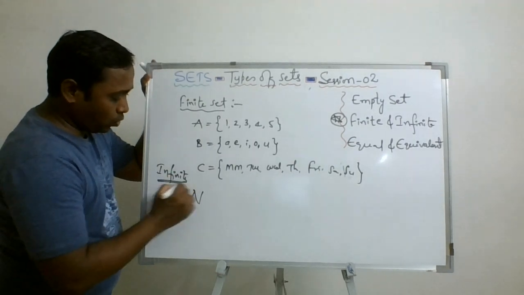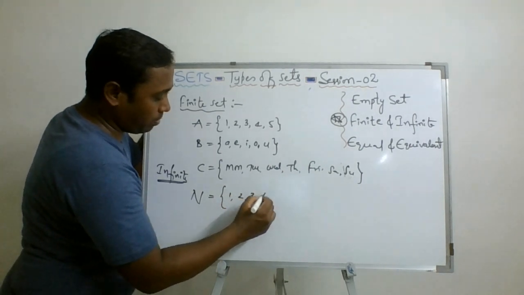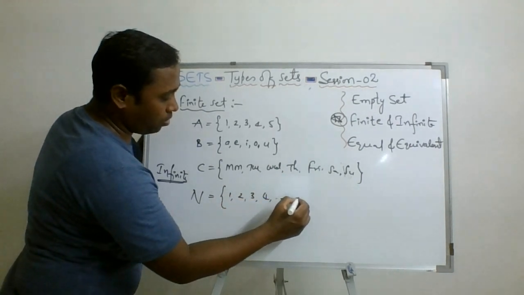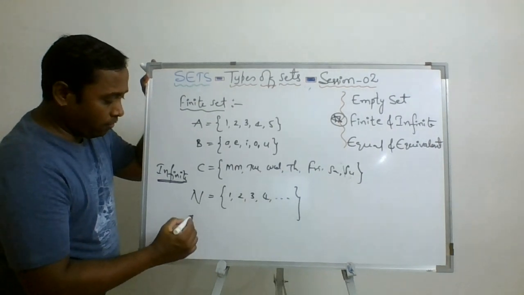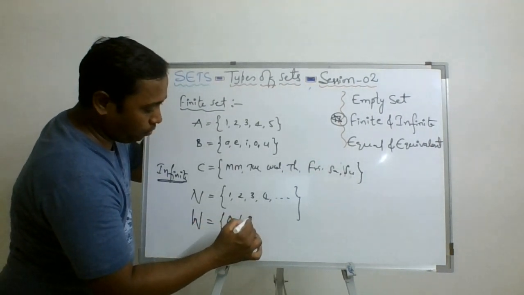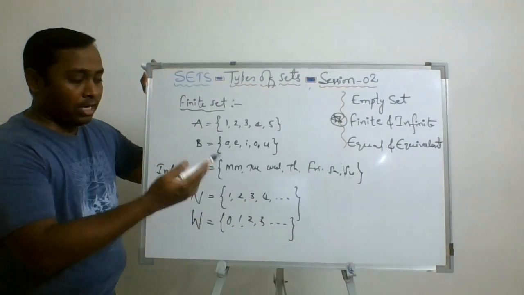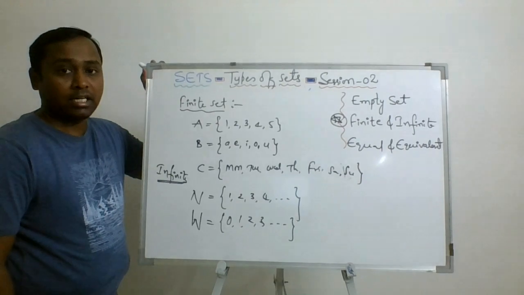Infinite. So what does infinite set mean? The set of natural numbers: 1, 2, 3, and so on. The set of whole numbers is an infinite set: 0, 1, 2, 3, and so on. There are several examples you can give for an infinite set.